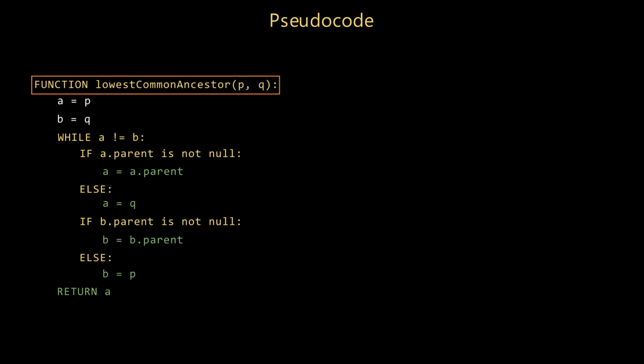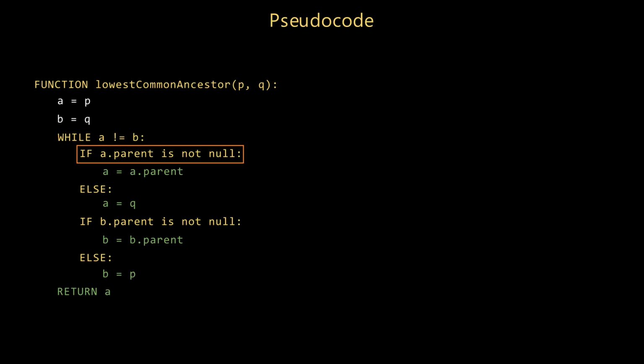Pseudocode for lowest common ancestor with parent pointers. The function takes nodes P and Q. Pointer A starts at P. Pointer B starts at Q. Repeat while the 2 references differ. If A still has a parent, move A upward. Set A to that parent. Otherwise A is at the root, so jump A to Q. That is the swap, continue the walk from the other starting node.